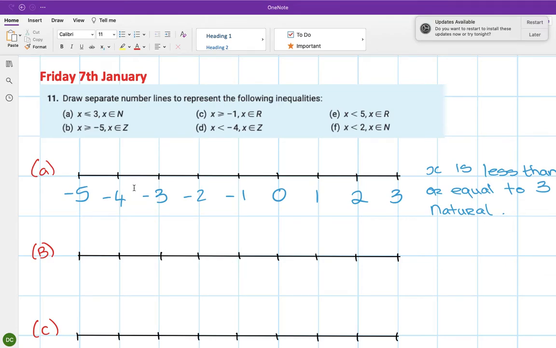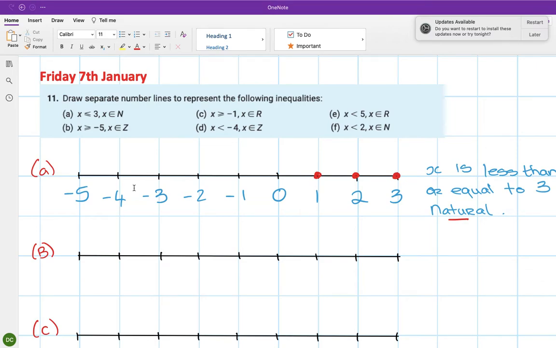So I can put my dot on 3. Less than 3, I go to 2, I go to 1. Now, 0 is clearly less than 3, but is it natural? It's not, okay? So I'm not going to include 0. Minus 1 is the same. It is less than 3, but it's not natural. So none of those are going to be included.